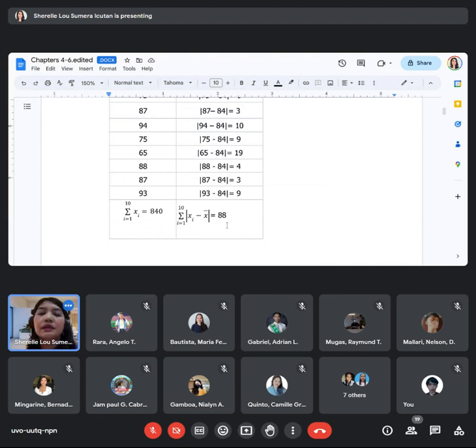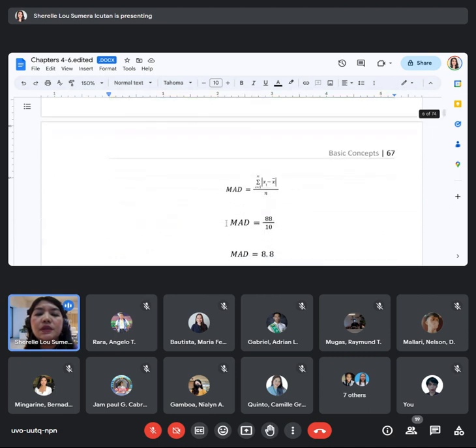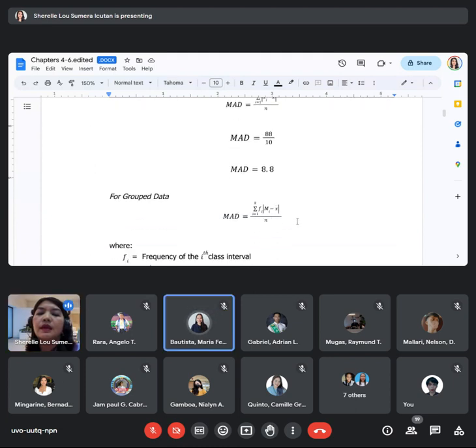So it's 88. Your 88 here will be substituted to your numerator. So 88 over 10, where 10 is your n. So 88 over 10 is 8.8. Therefore, your MAD is 8.8. Nasundan? Yes po. Okay, good.